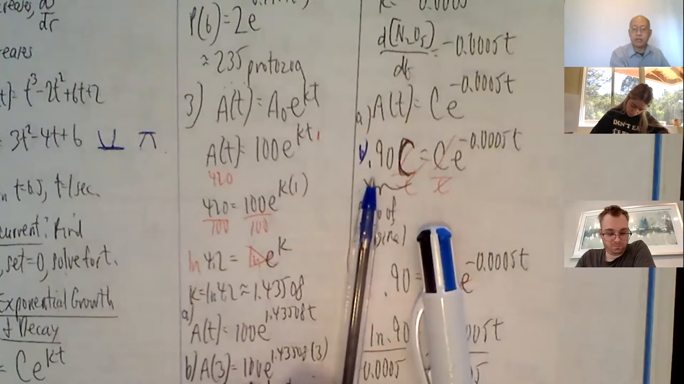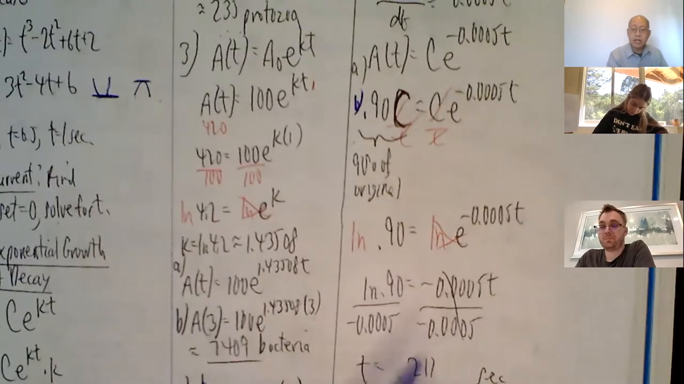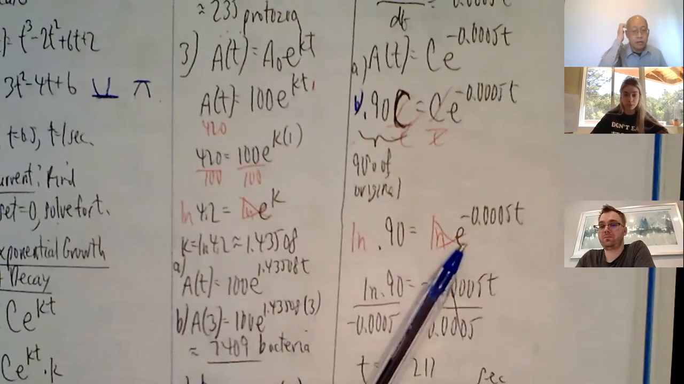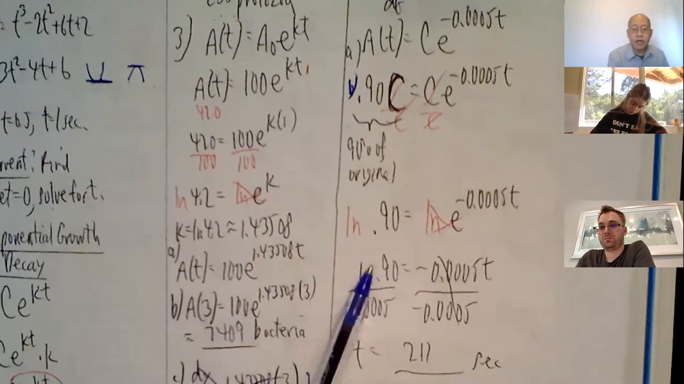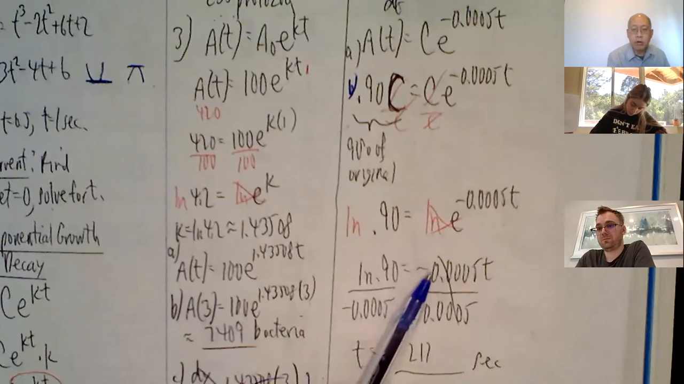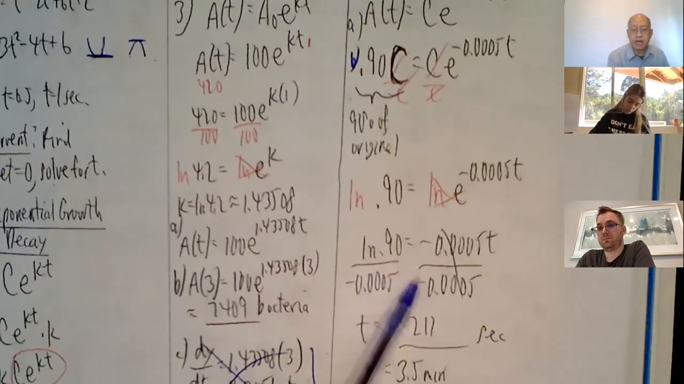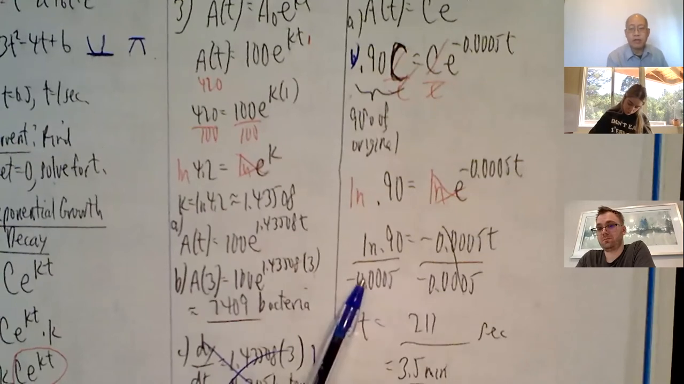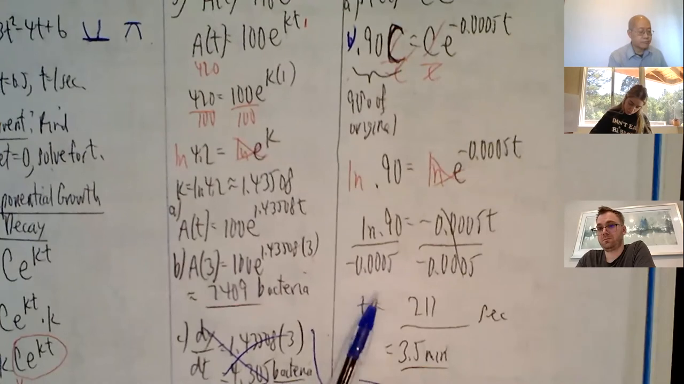And you know the way the game works. How do I get rid of that e? Natural log. Okay, so ln 0.90 equals ln e to the whatever. The ln and e cancel out. So ln 0.90 is negative 0.0005t. Divide both sides by negative 0.0005. Punch it in the calculator. You get 211 seconds.